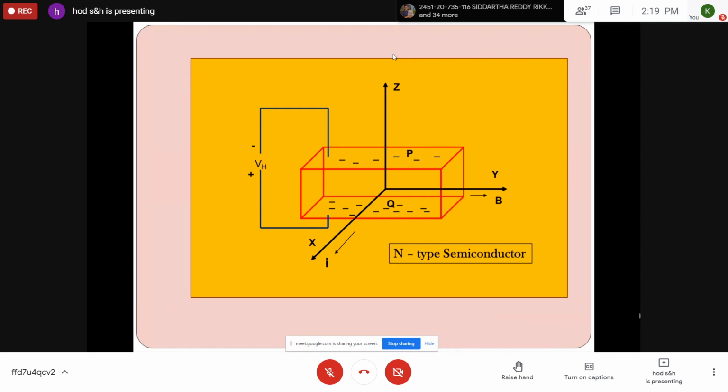It's an N-type semiconductor. The current is flowing along the positive x direction. The electrons are moving along the x axis. I'll explain what actually the Hall effect is. But you should draw this diagram also.